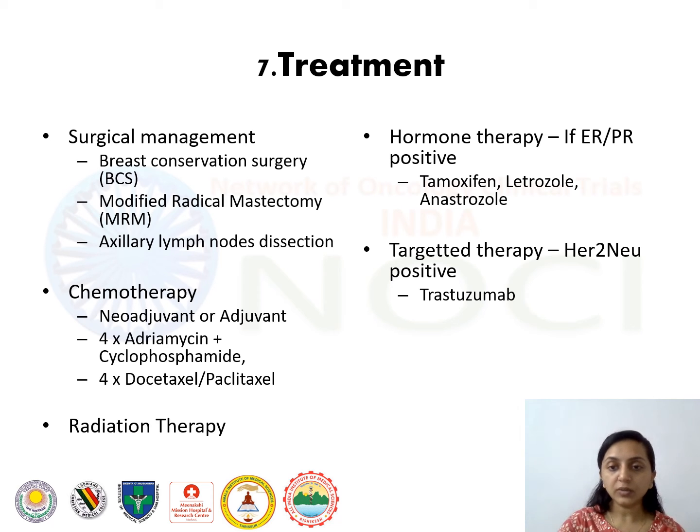Now, like I already mentioned, in case of estrogen receptor positive patients or progesterone receptor positive patients, it has been found that some drugs are useful and prevent recurrence and also control the disease. The examples for this hormone therapy are tamoxifen and letrozole. For HER2 neu positive patients, certain targeted therapies have been found to be effective. An example is trastuzumab.